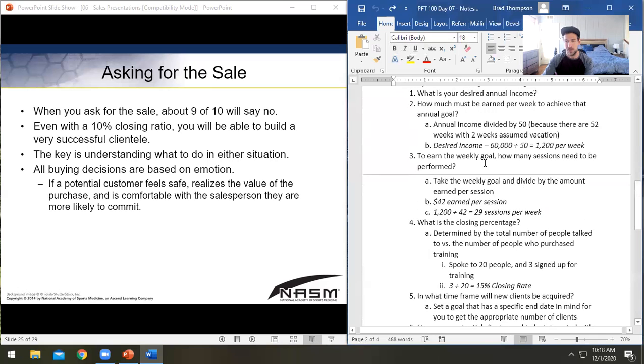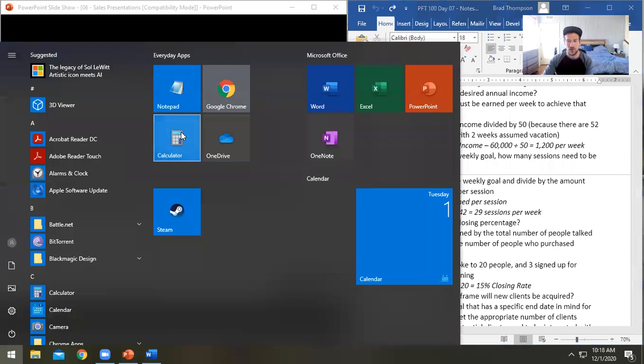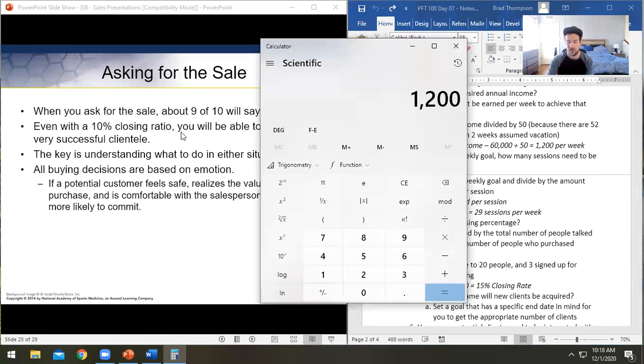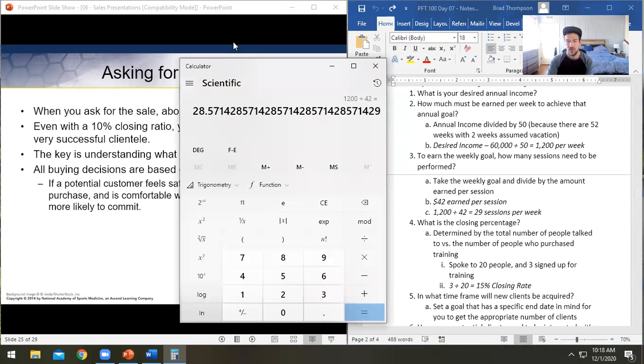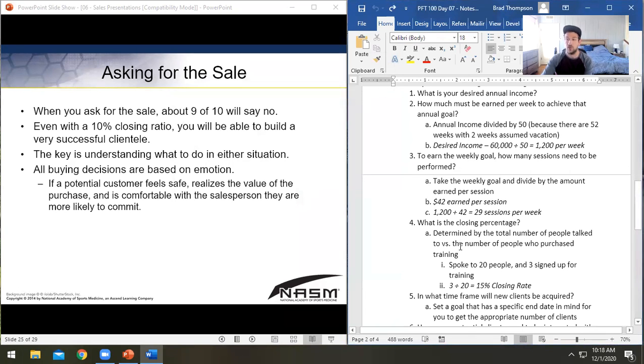We go all the way back up here. We know we need 1,200 a week. We're making 4,200 a session. That means we need 29 sessions per week. 29 divided by 0.1, you can talk to 200, you can talk to about 300 people. 300 people, it's not that hard to talk to over the course of several weeks.